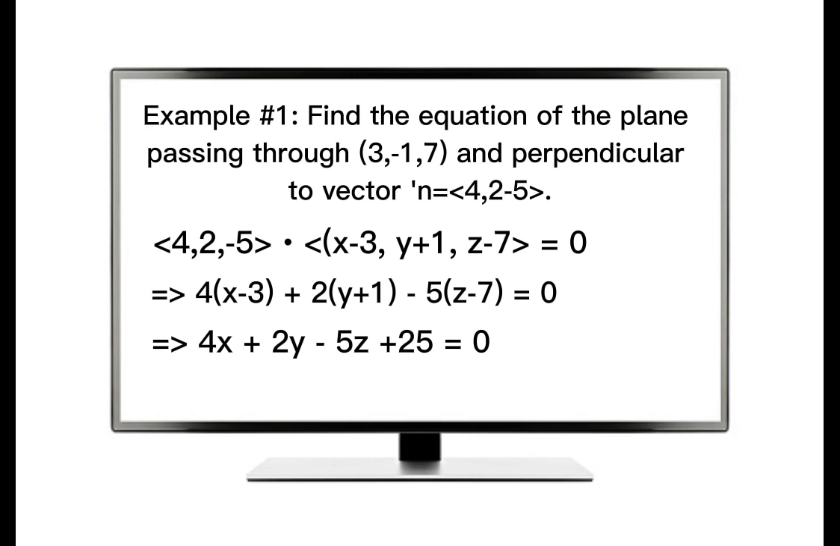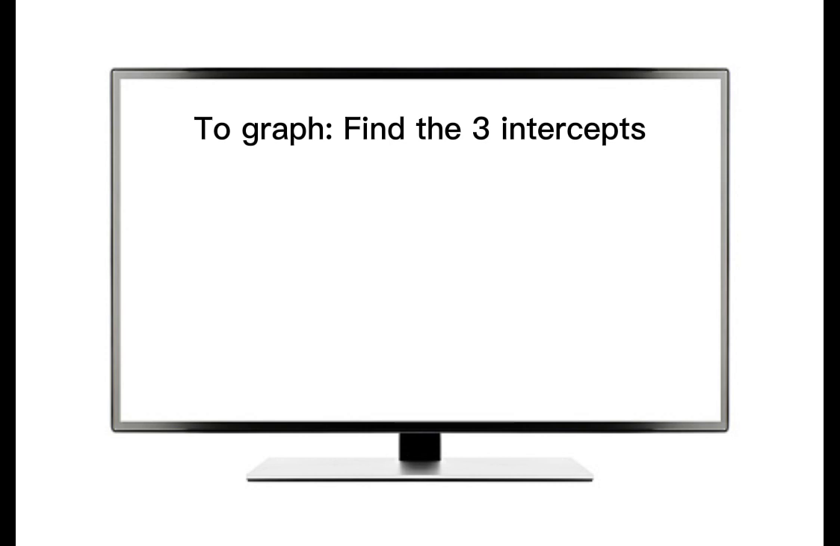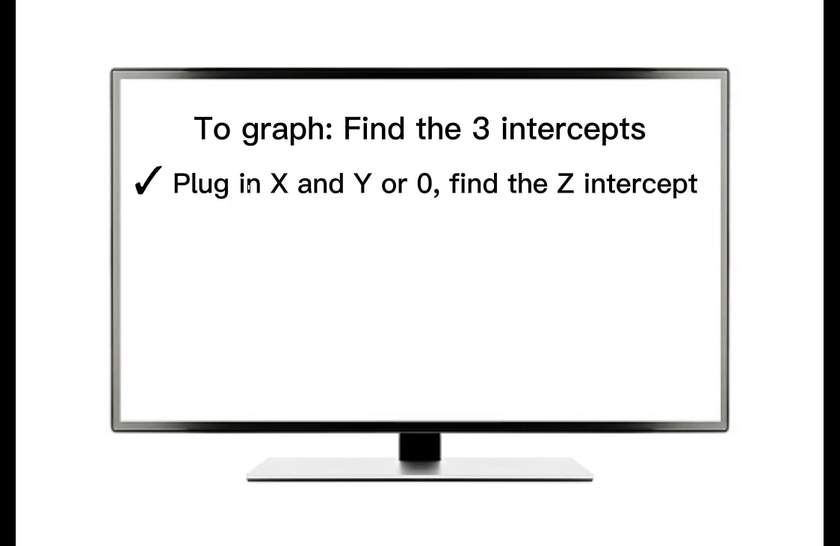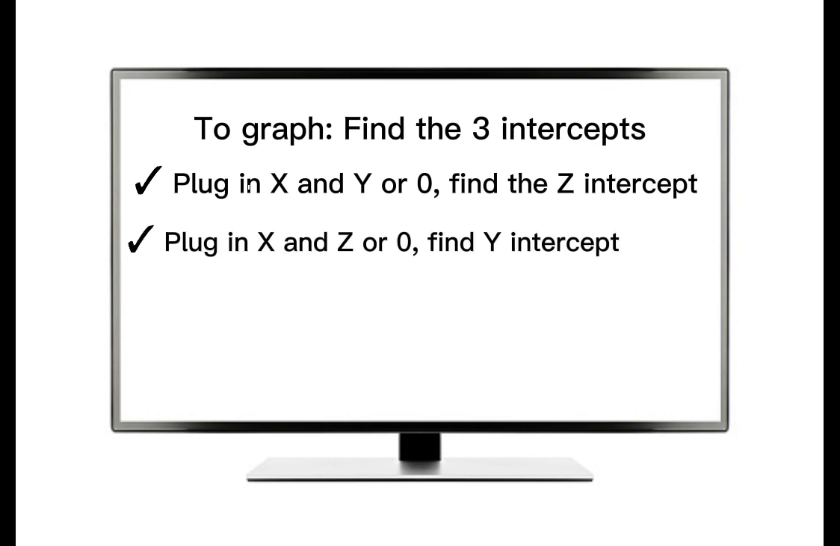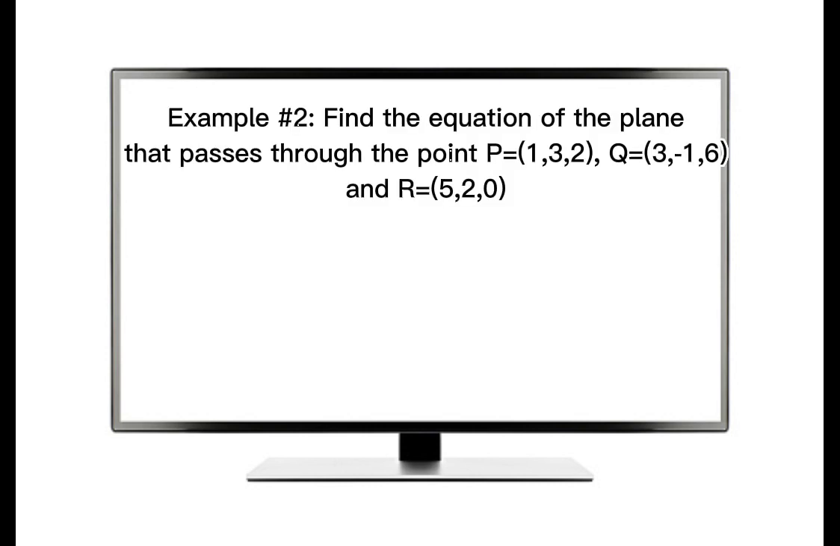Now, if you are asked to graph a plane, the linear equation is most helpful. If I give you this equation, how would you go about graphing the plane? You're going to find the 3 different intercepts. Plug in x and y as 0 to find the z-intercept. Plug in x and z as 0 to find the y-intercept, and so on. Next is example number 2.